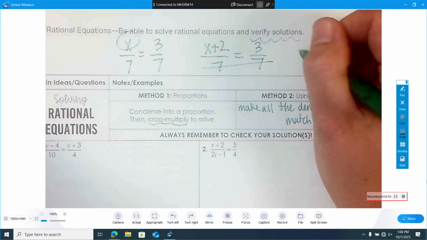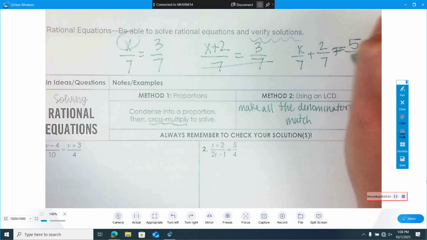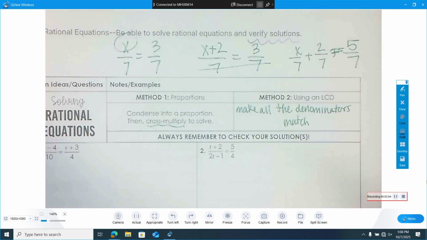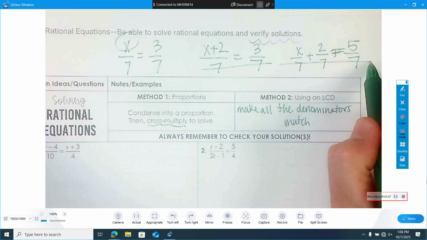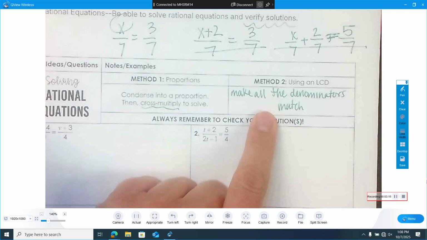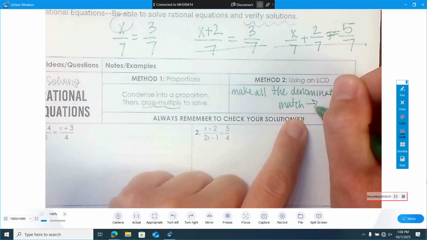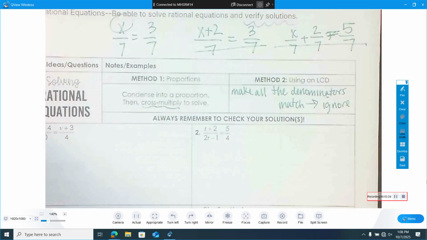No. If I have x over 7 plus 2 over 7 equals 5 over 7, if the denominators all match, do I need to think about it? No. Okay. So what I like to do, my favorite method, is just make all the denominators match and then ignore. You can ignore those denominators, sort of. I'm going to qualify that with a little be careful statement. But for the most part, if your denominators match, we can just ignore them and look at everything else.